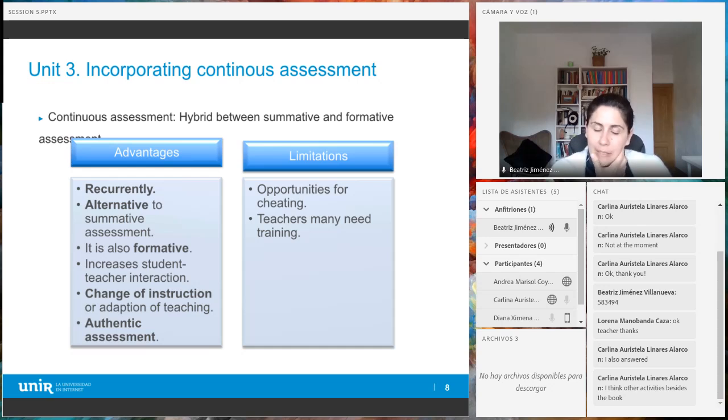And also, another limitation is that teachers may need training to use this kind of assessment in a correct way, okay? Especially on how to record the task or the work of the students, how to manage the timing along the year, how to plan and how to organize the activities and the curriculum in order to apply this continuous assessment. Okay, so those are the flaws of this kind of assessment. But again, I consider that it is a very positive way of assessing a student.